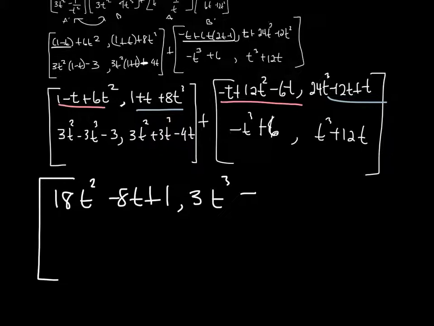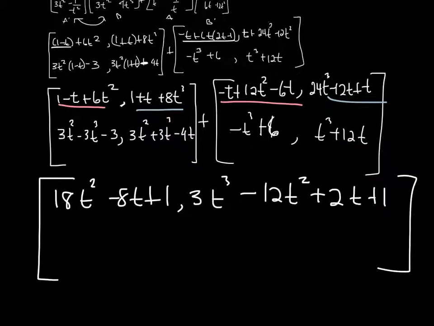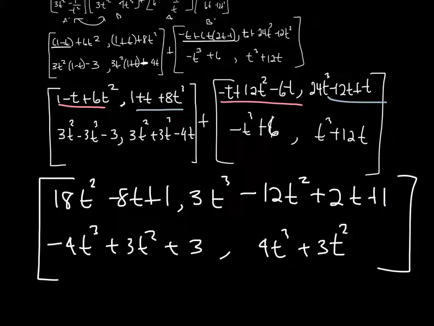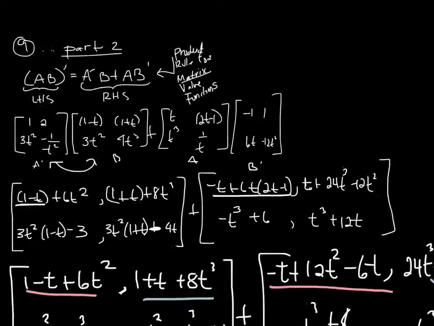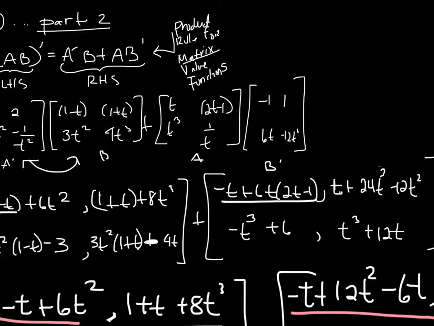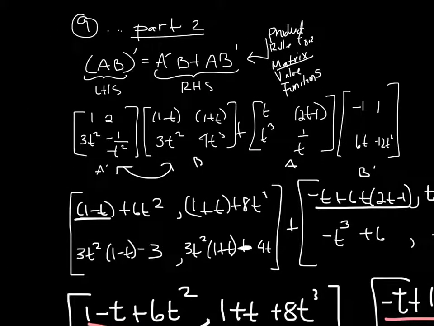Let's see, minus 12t squared plus 2t plus 1. And similarly, 4t cubed plus 3t squared plus 3. And 4t cubed plus 3t squared plus 8t. Okay, so this was our right-hand side, right? We just found this. So to complete this proof, for this specific example, it's not actually general, it's because we're given specific matrices.